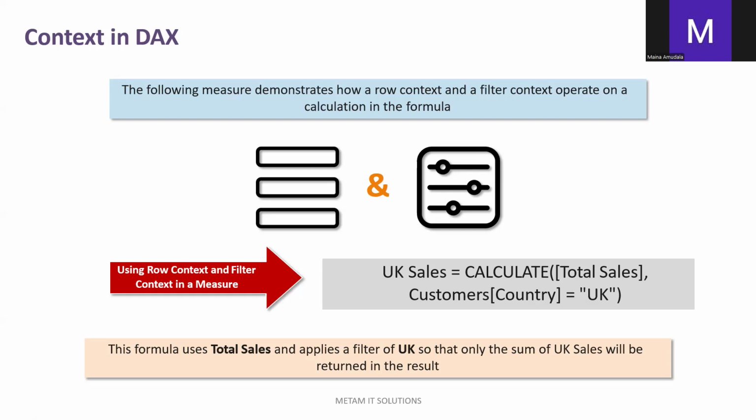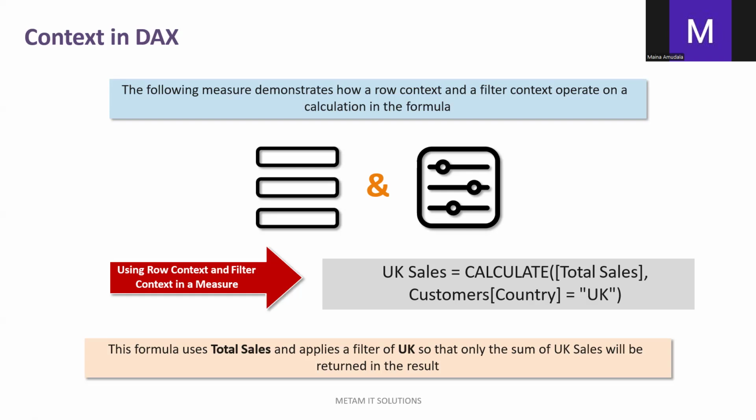Here is an example of using row context and filter context in a measure. Here we are declaring a measure named UK Sales. Now I'm going to calculate the sales of the UK. I'm using the syntax CALCULATE, total sales, comma, customers country equals UK. Here I'm calculating for the particular country UK, in the customers table. I'm calculating the column total sales.